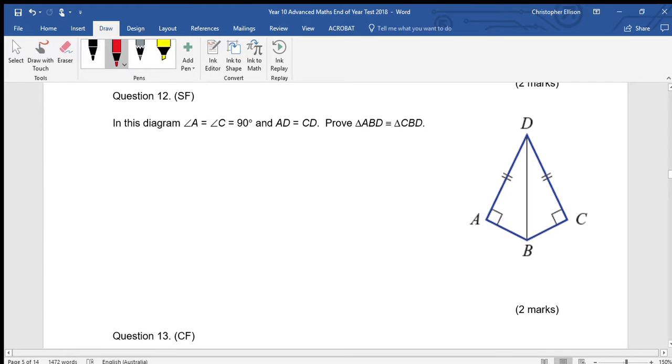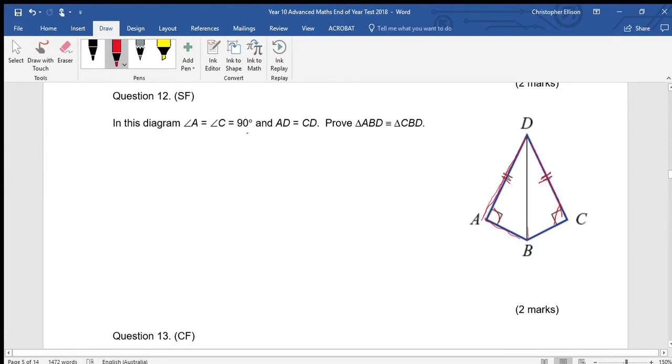Now with this question we've been asked to prove that the triangle ABD, that triangle there, is congruent to triangle CBD, this second triangle here. Now we've been given that angle A and angle C both equal 90 degrees, and that the side AD, this side here, is equal to the side CD. Now that's indicated by the double dash there, meaning that they are equal in length.